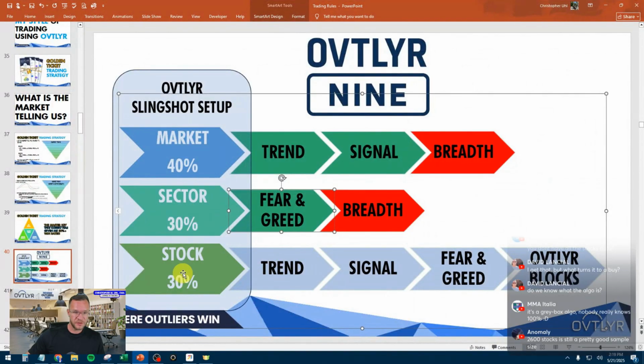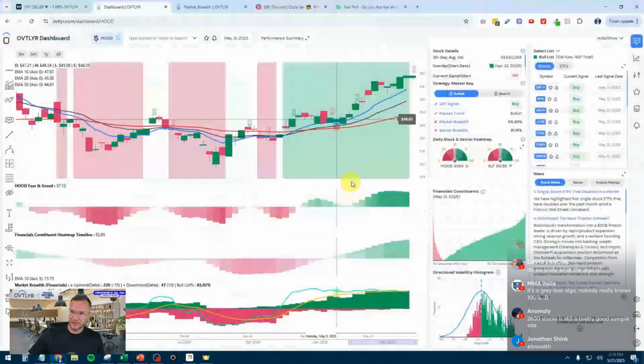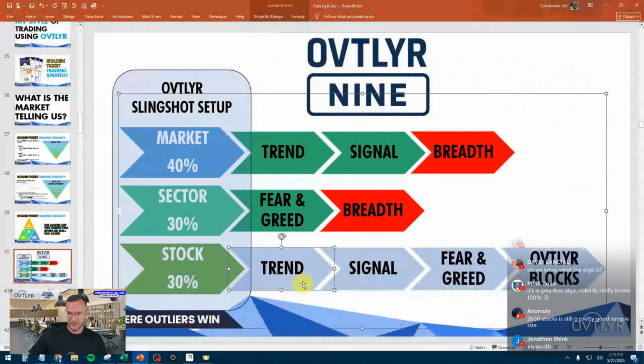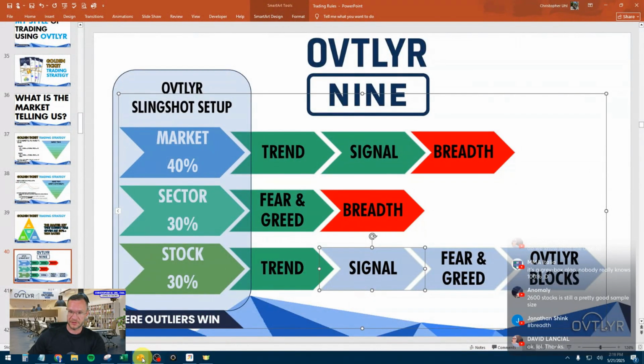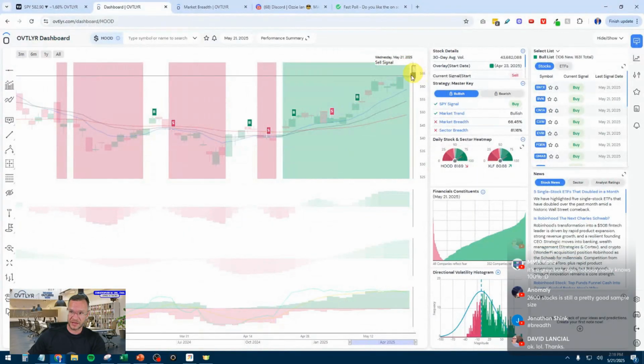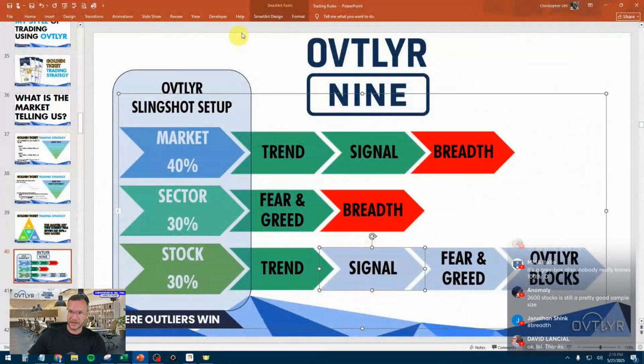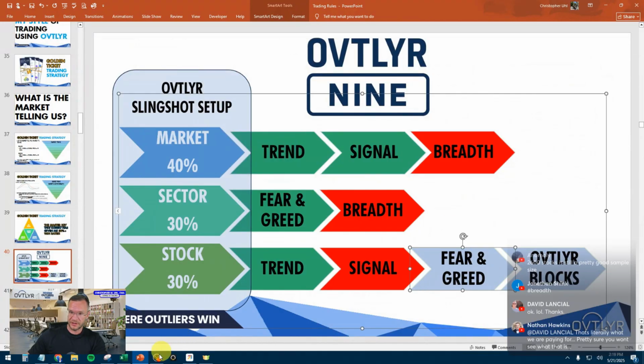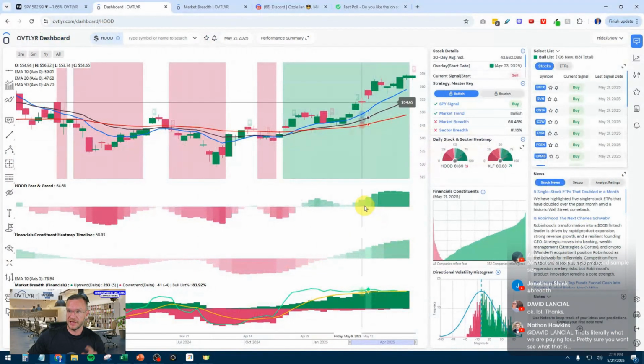Next, the last 30% of the stock's move is due to the stock itself, right? So with the trend, we've got a bullish trend, easy peasy, 10 over 20 over 50. We'll mark that green. The signal just got a sell signal today, so we'll mark that as red. The fear and greed, is it continuing to rise or has it peaked? Now, when I bought the stock, it was rising. And then it peaked at 83.